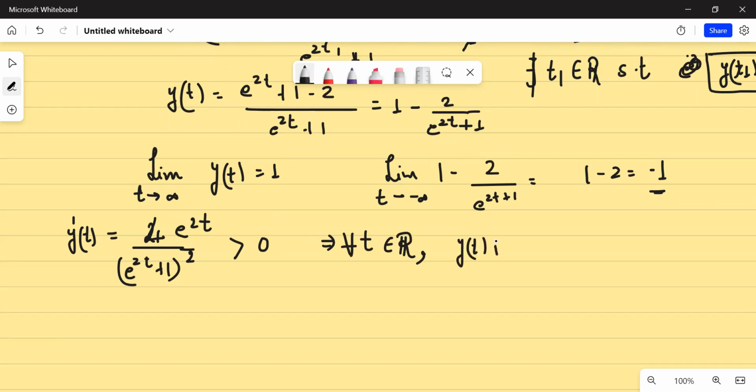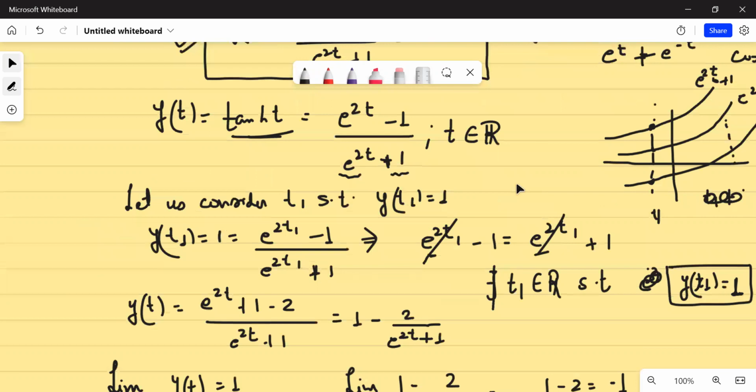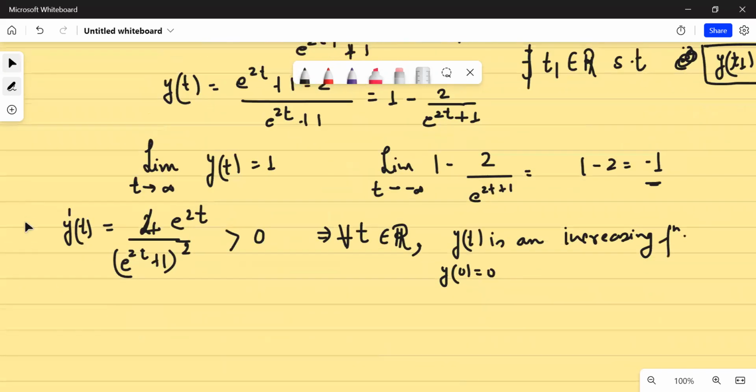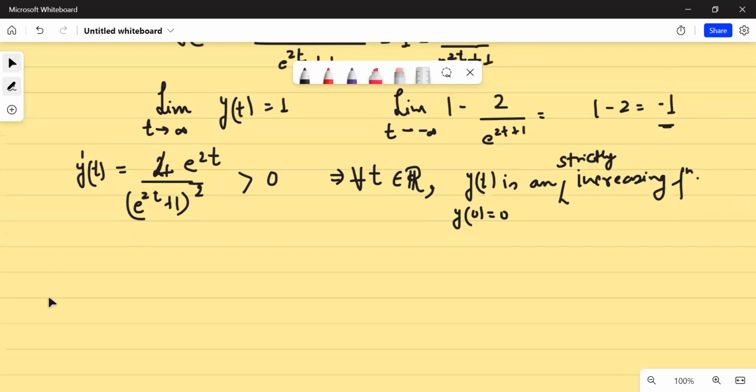y(t) is an increasing function. Let us try to make a plot of it, but first also understand how it would behave at the origin. Y(0) would be 0. That is something that you can see from here, that if I replace t equal to 0 here, it will be 1 minus 1, 0. So y(0) would be equal to 0. And y(t) is a strictly increasing function. Is that clear? So y(t) would anyway be strictly increasing.